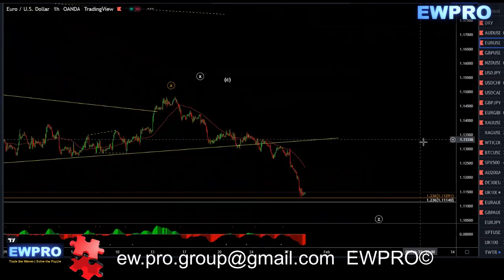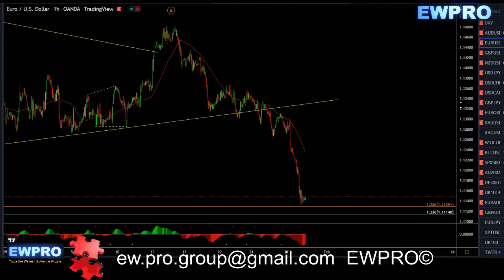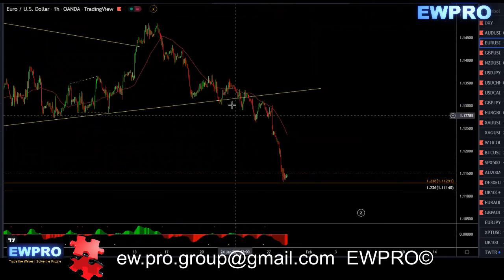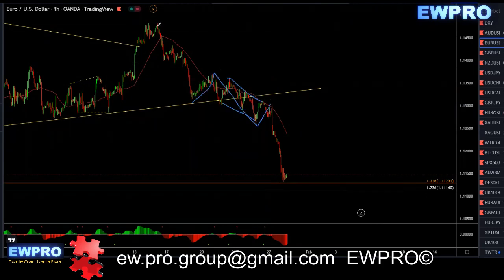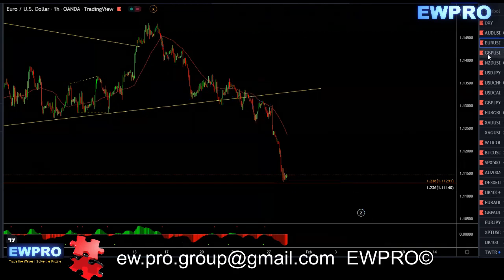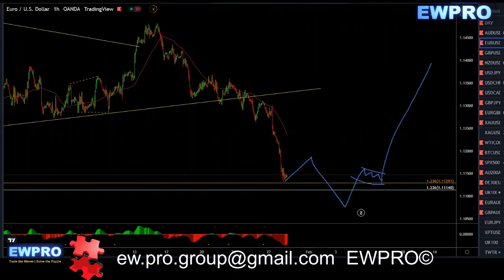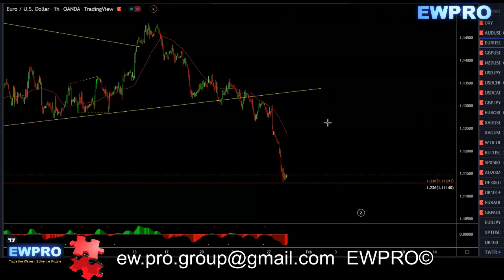On the H1, it's pretty much the same as the others, but this is a more complex structure in here. Some sort of A, B, C in here for a W, X, Y. So we're in a wave Y, wait for your X2 and then look for your Z down. After your Z down, if you get a buy setup, look for the buy, because we're at bottoms.